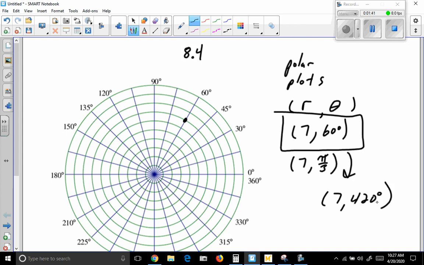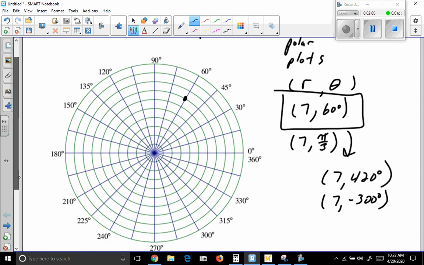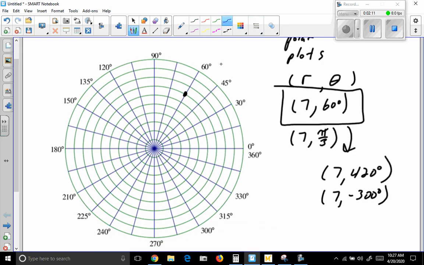If we go in this direction, this many units, we'll end up at that particular point. We can also go in the negative direction. If we subtract 360 from that, then 7, negative 300 degrees is also a point that is in that same location. So all of these are at that same location. We could have positive angles, negative angles. We could also describe it with a negative radius.